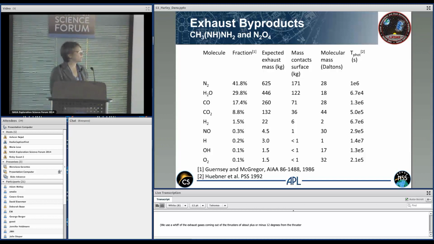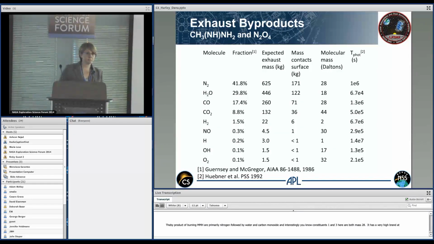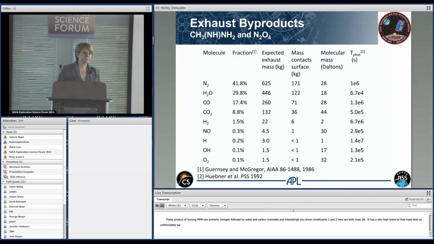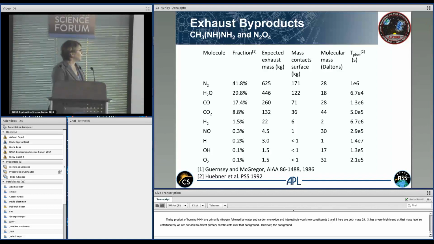And the byproducts of burning MMH are primarily nitrogen, followed by water and carbon monoxide. And interestingly, constituents 1 and 3 here are both mass 28. And the NMS has a very high background at that mass level. So unfortunately, we're not able to detect these primary constituents over that background. However, the background is much lower for water at mass 18.